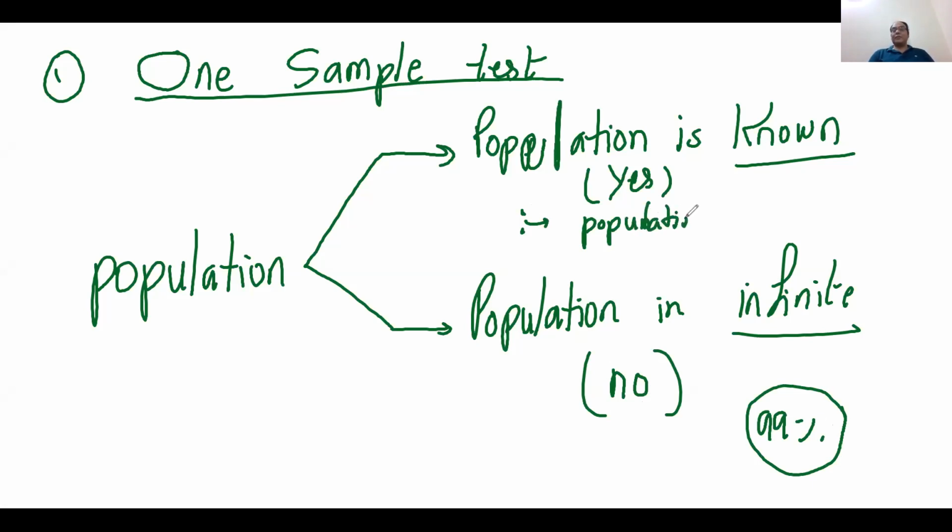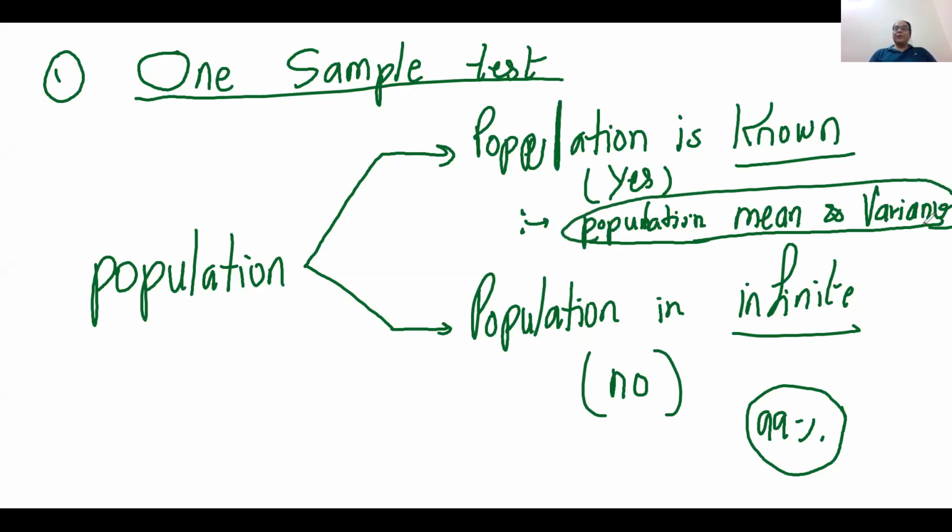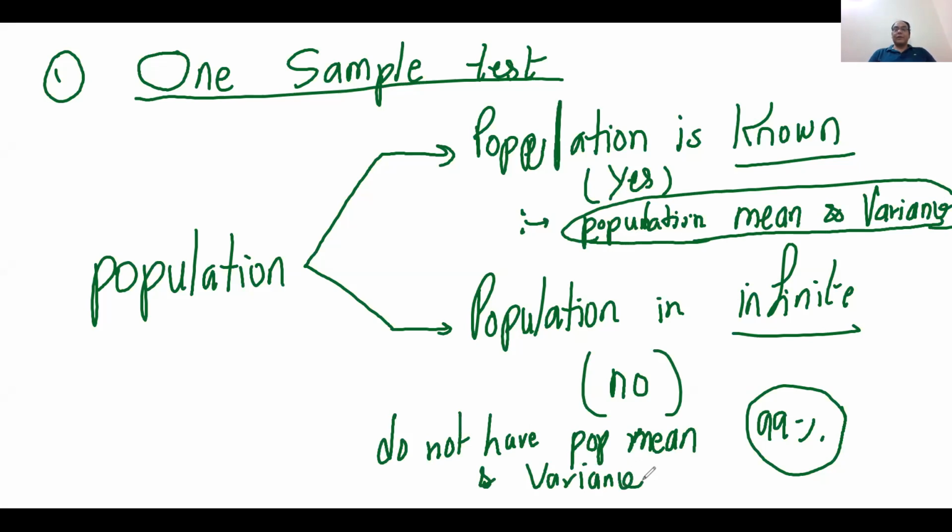So I write here population, mean, and variance. If the population is finite, if the population is known, you can calculate the population mean and variance. But if the population is infinite, you do not have the population mean and variance. So this is the issue that we have in the research.